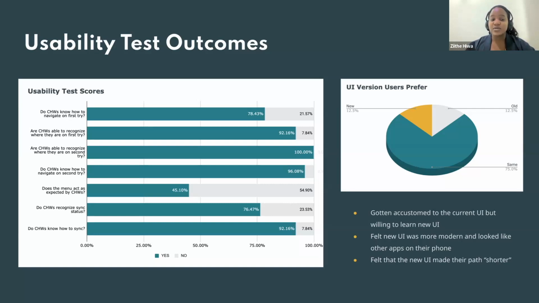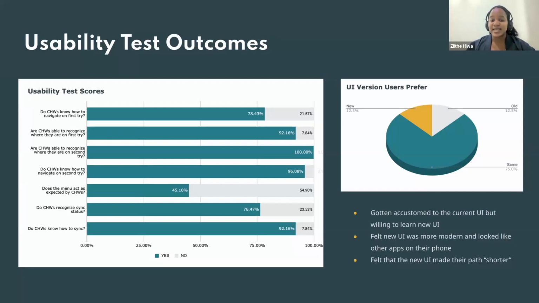Similarly, about 92% of the CHWs were able to know which page they're on the first try. And then this changed to 100% after showing the rest. They were also able to recognize the different pages on their own in the second try. So we also asked them which UI they prefer, and 75% of the users said that they found the experience to be the same across the current and the new UI.